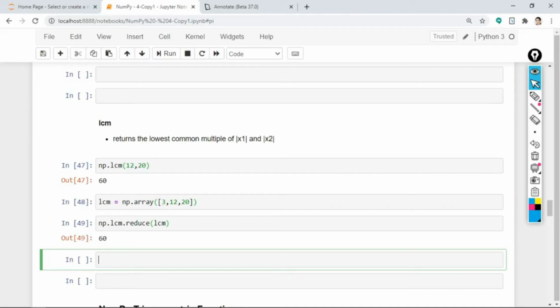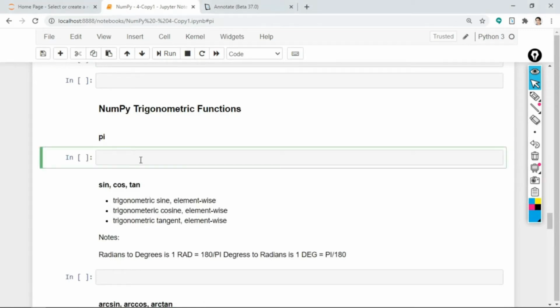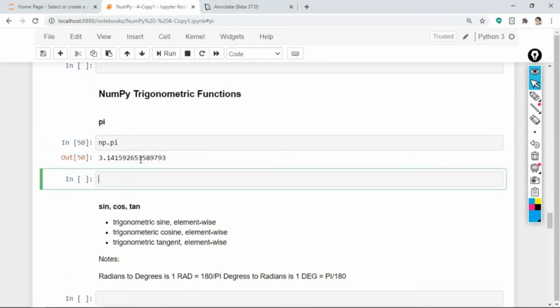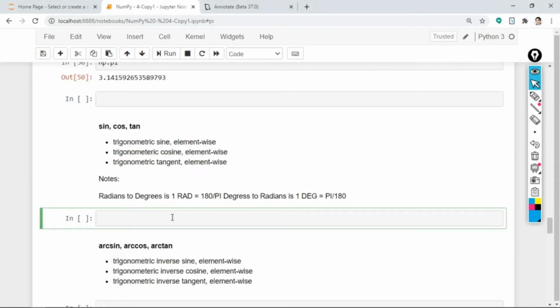NumPy also has a lot of trigonometric functions. Included in the library is, how about you want to use pi? You just type np.pi without the parentheses, and it returns the value of pi. We also have sine, cosine, and tangent if you have trigonometric problems to solve. But I will not execute each one by one because you know this already.